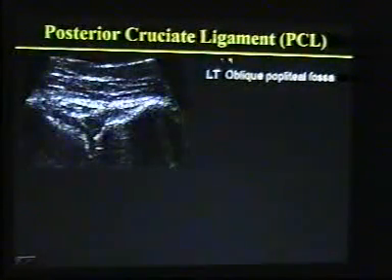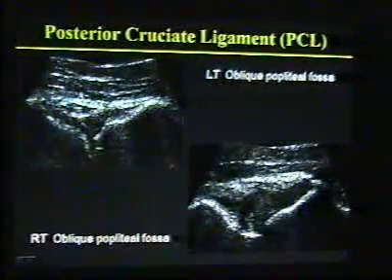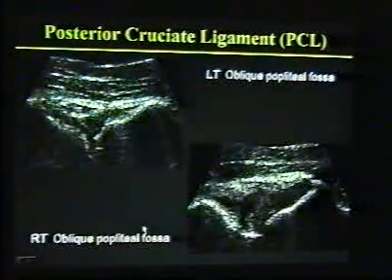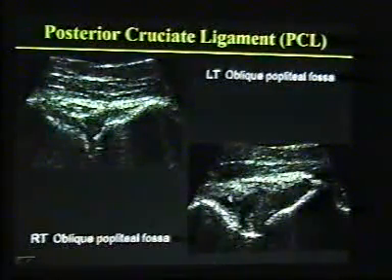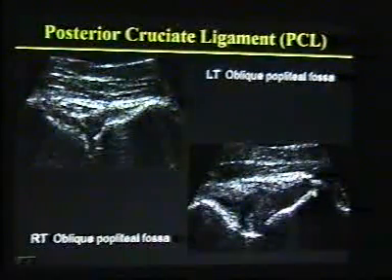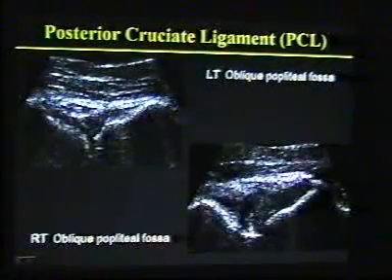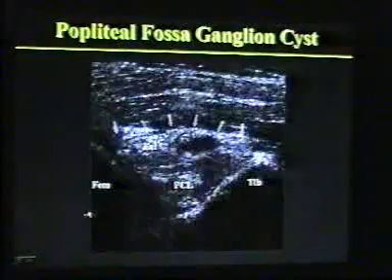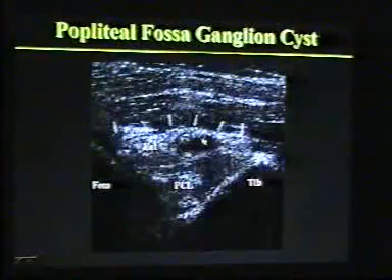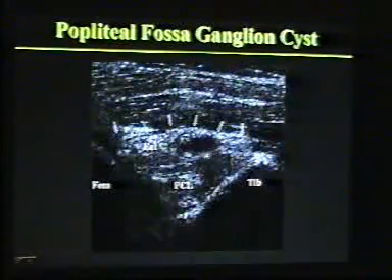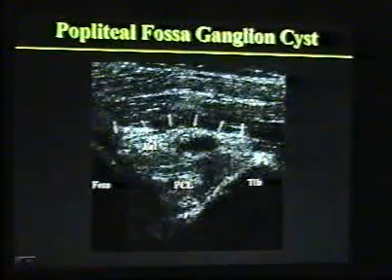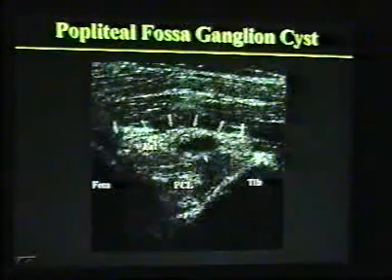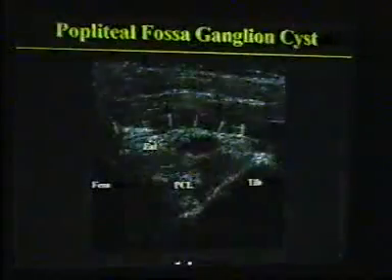Then coming to posterior cruciate ligament, left oblique popliteal fossa is scanned. We put our probe in oblique direction in the posterior popliteal fossa, and here is the posterior cruciate ligament, and you can see popliteal fossa ganglion cyst. There is fat, posterior cruciate ligament, tibia and femur, and this is ganglionic cyst.